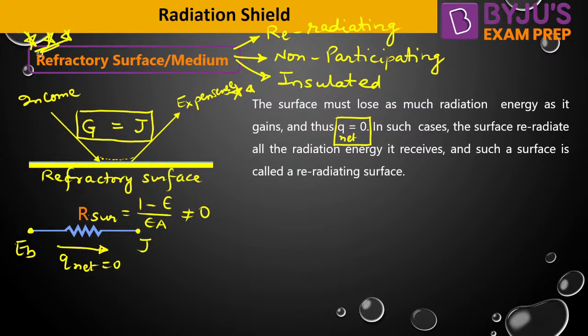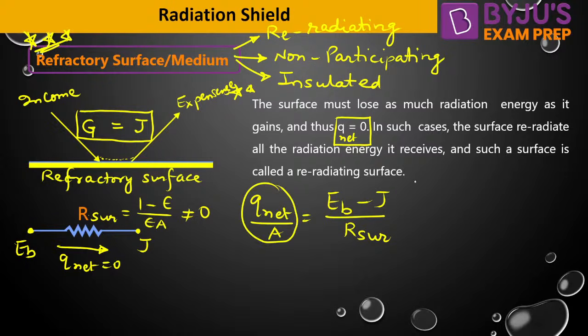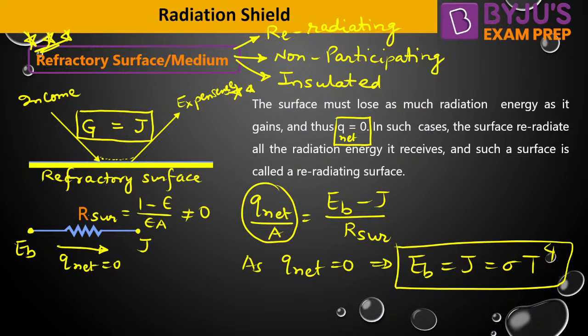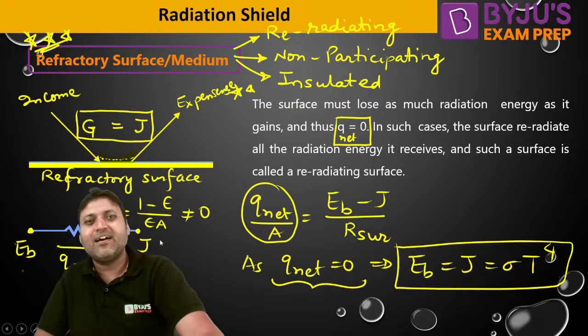But it is having the heat transfer to be 0. It is not participating. So we can say Q net by area is equal to (Eb minus J) upon surface resistance, because this term is equal to 0. So we can say as Q net is equal to 0 implies Eb will be equal to J is equal to sigma T2 to the power 4. Surface resistance will not be 0. Q net will be 0 for the refractory surface. It is non-participating in the radiation analysis.